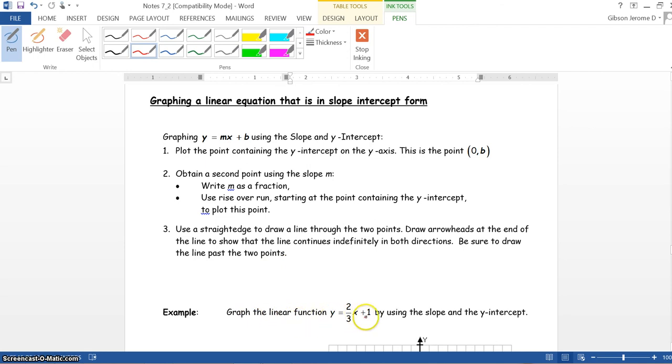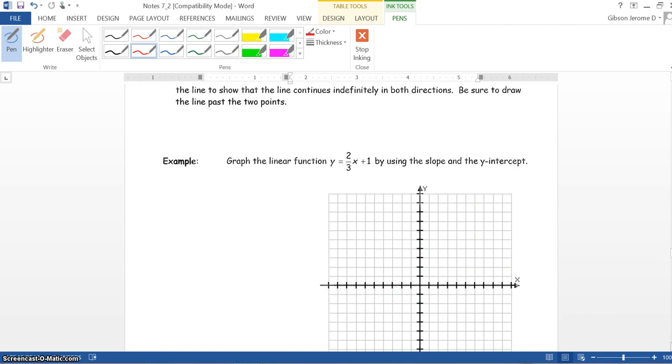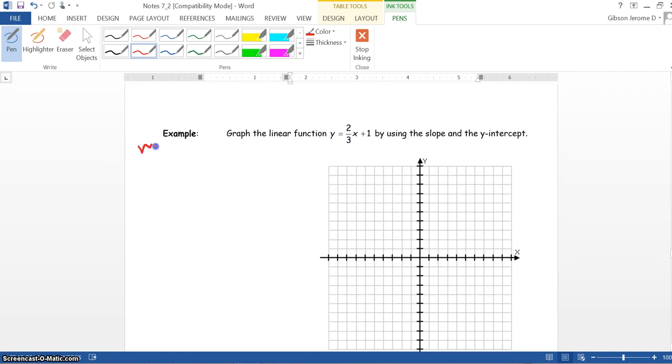Graph the linear function y equals 2/3 x plus 1 by using the slope and the y-intercept. Okay, first of all, the slope here is 2/3, and the y-intercept as an ordered pair would be (0, 1). So we will first plot (0, 1). We'll start at the origin. We'll go up 1. That's (0, 1).